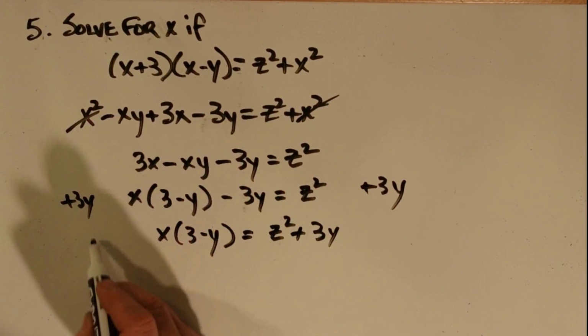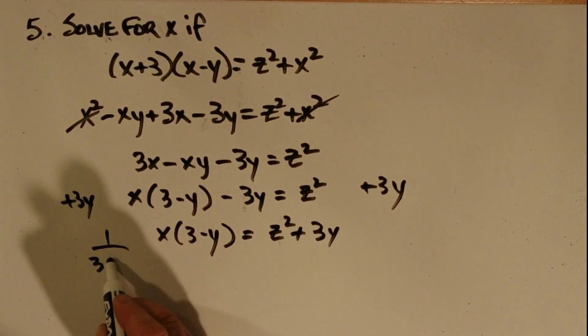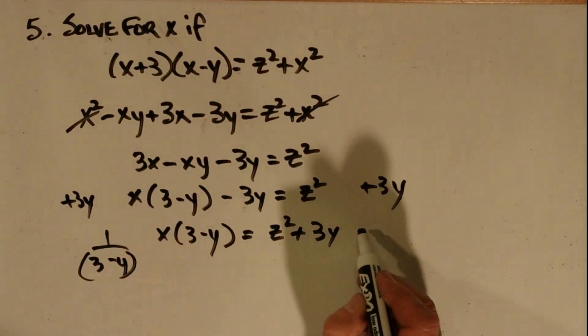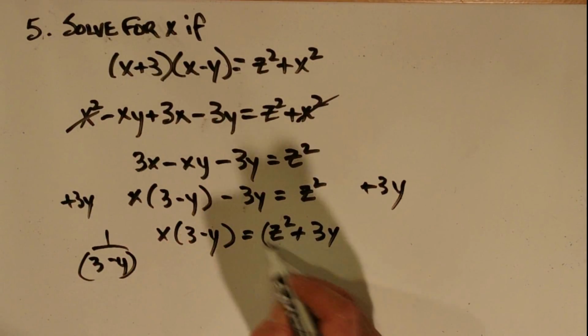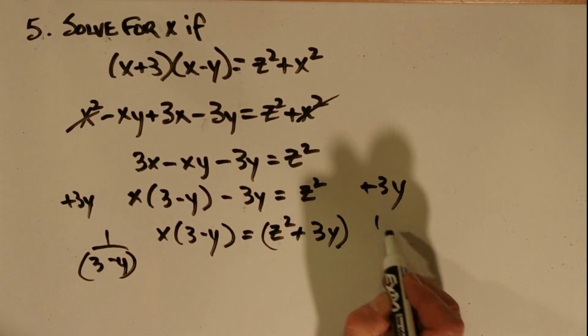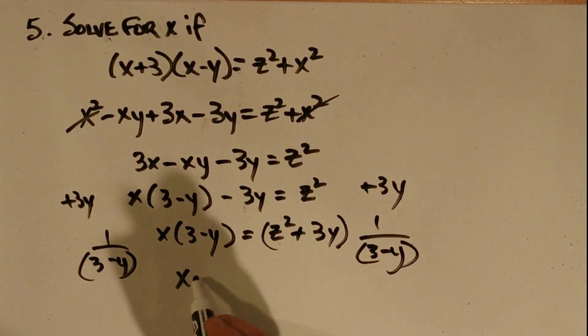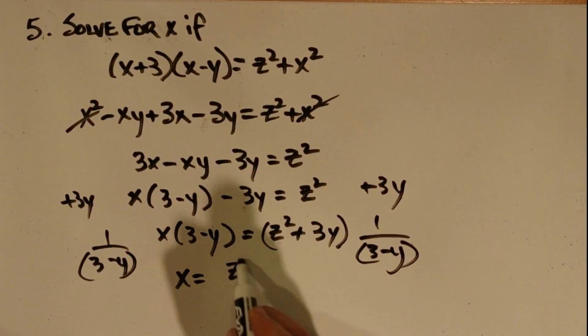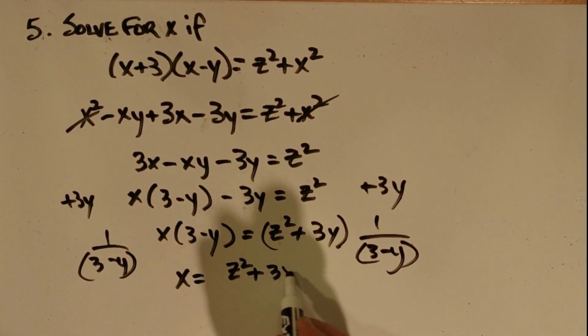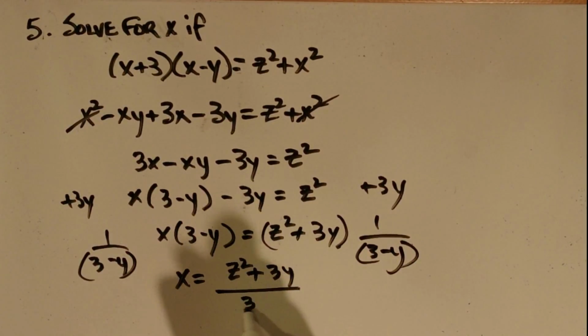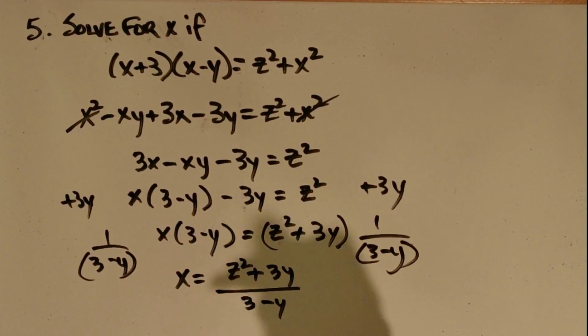plus 3y. We divide both sides of the equation now by the quantity 3 minus y. And we find x is equal to z squared plus 3y divided by the quantity 3 minus y. And there's your solution.